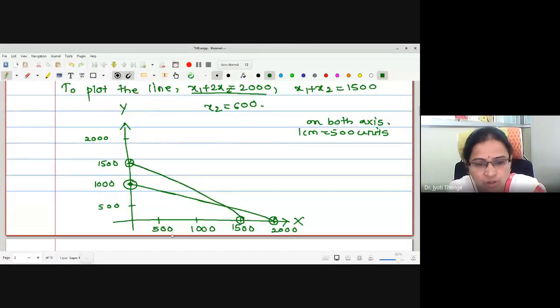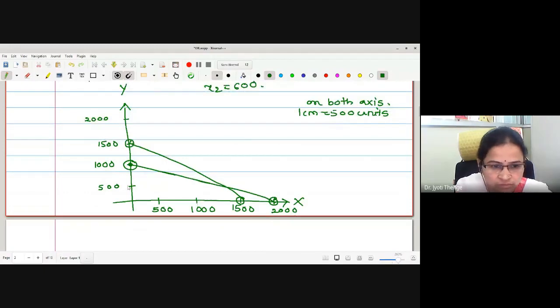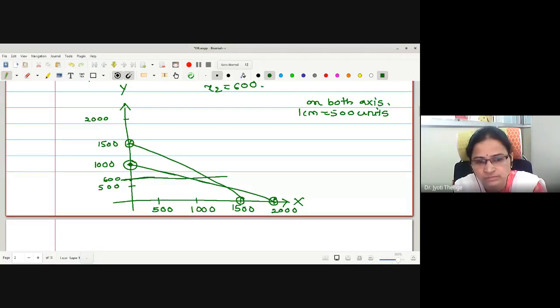Okay, third line is x2 equal to 600. What about x2 equals to 600? What kind of line it will be? Parallel to x-axis. Good. Suppose somewhere here is my 600. Then I have to draw a line parallel to x-axis. Okay. Therefore, this is x2 equal to 600.